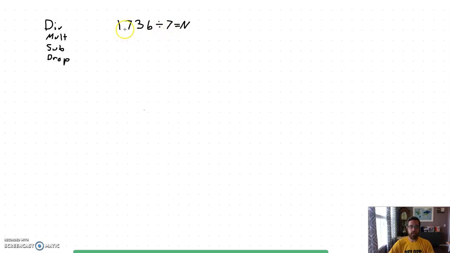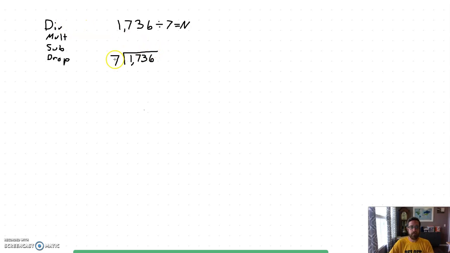So if I start with 1736 divided by 7, I'm going to put my 1736, my dividend, under the house, and my divisor is 7. Again, call it the DMSD method, which stands for divide, multiply, subtract, drop. You just keep following those 4 steps until you don't have anything left to drop, your remainder is 0 or less than your divisor, and all your place values are filled. Then you're done.